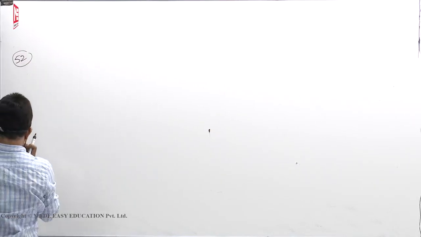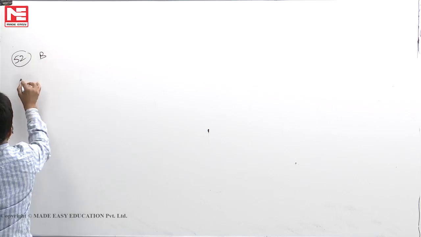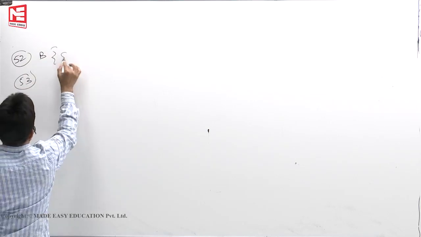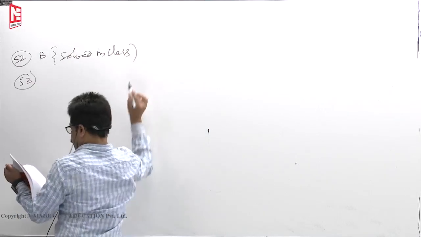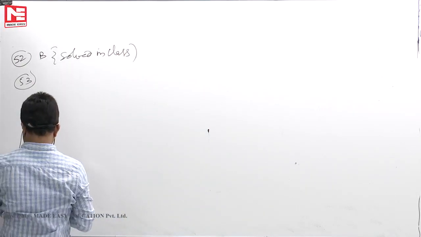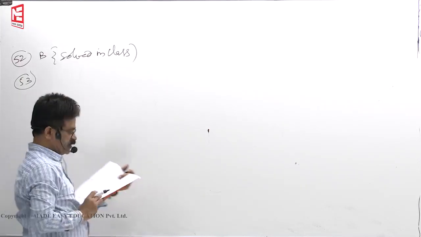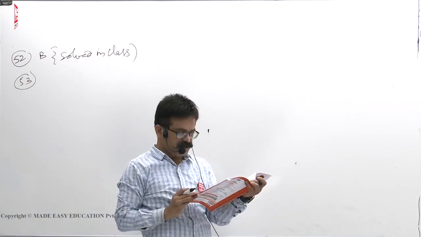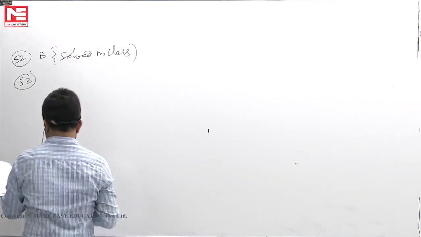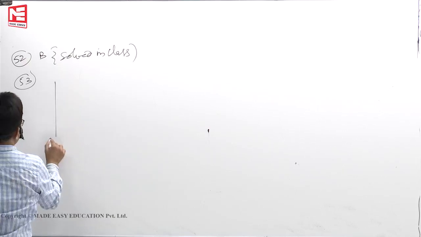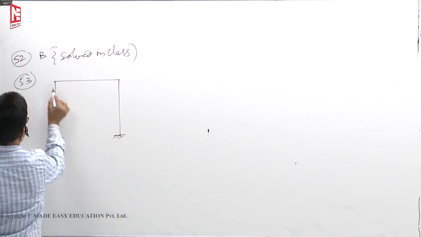52, this we solved in the class, 2m0 by 3. We got it as B. Solved in class. 53, EI is 0. If EI is 0, that means it is a weak beam. So PH cube by 3EI. This I told you in the class in the flexion, approximate methods of analysis I have given.